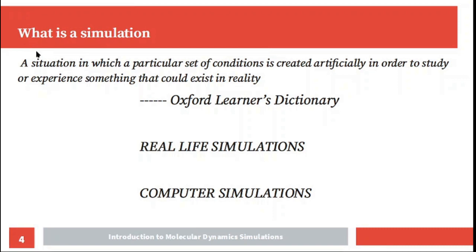So, what is a simulation? Oxford Learner's Dictionary defines a simulation as a situation in which a particular set of conditions is created artificially in order to study or experience something that could exist in reality. These simulations can be real-life simulations, or they can be simulations performed on computers. We'll see examples from both these cases.